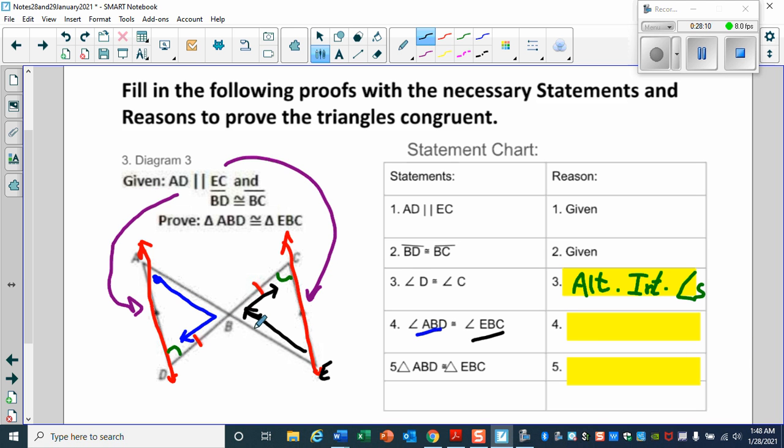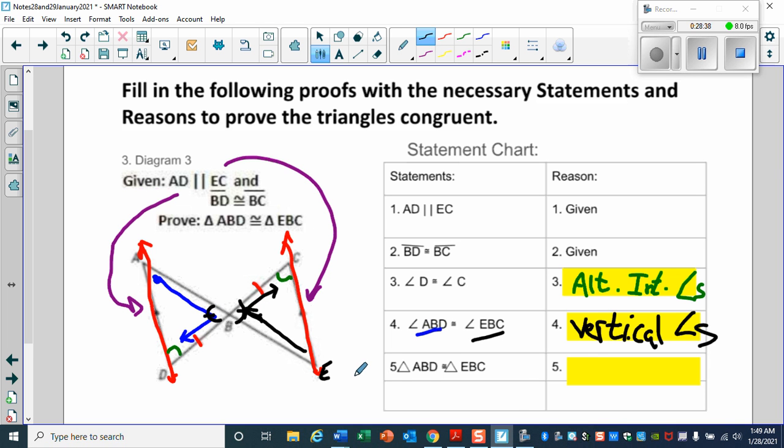And in this case, these two are going to be congruent because they're vertical angles. I'm just going to abbreviate VERT for vertical. I'll write it out. Vertical angles. And then, of course, that means this angle and this angle.